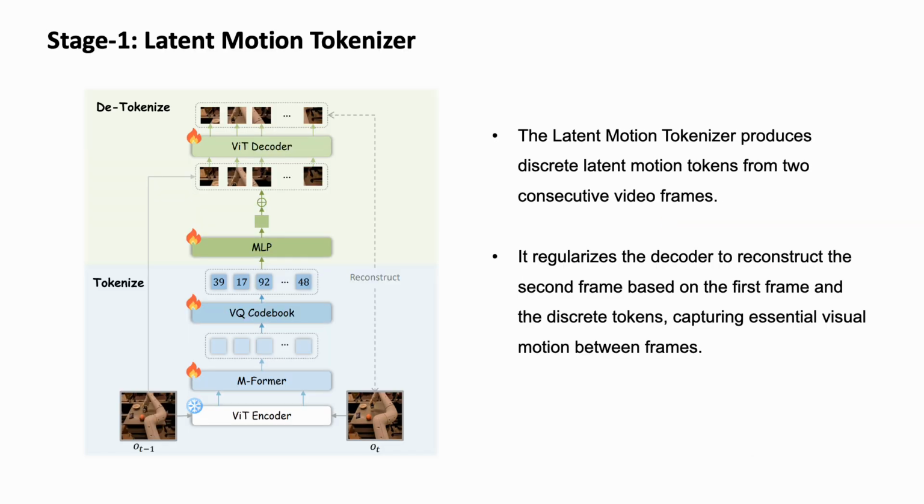In the first stage, we train the latent motion tokenizer in an unsupervised manner. As shown in this figure, the tokenizer follows a standard autoencoder architecture. The encoder takes 2 consecutive video frames as input to produce discrete latent motion tokens. The decoder then reconstructs the second video frame based on the first frame and the tokens, ensuring that the latent motion tokens capture essential visual dynamics between frames.